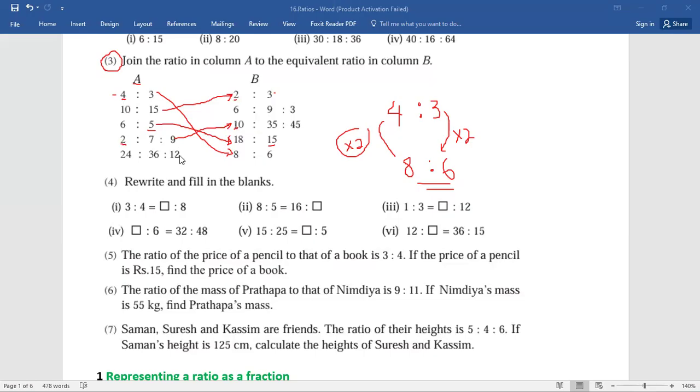So eventually, you know this is the match for this one, right? So try to find the way. 24 needs to be converted into 6. Multiples of 4, right? So if you divide this 24 by 4, you can obtain 6. If you divide 36 by 4, you can obtain 9. If you divide 12 by 4, you can obtain 3. So that is how you are going to do this.